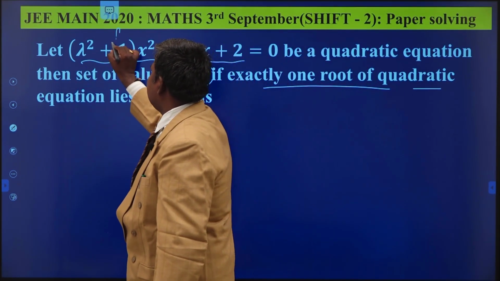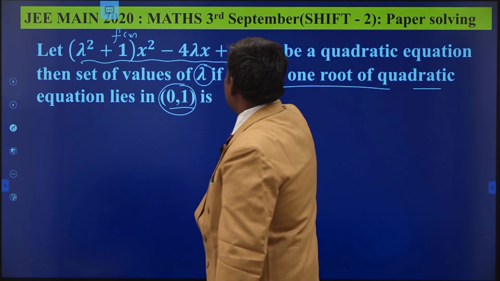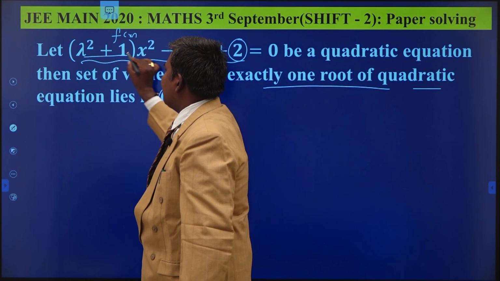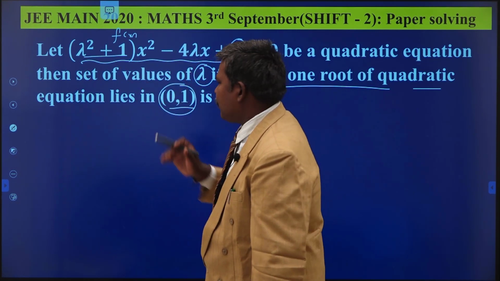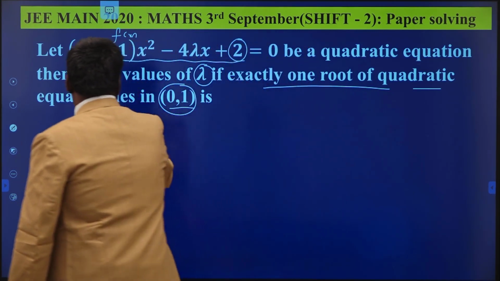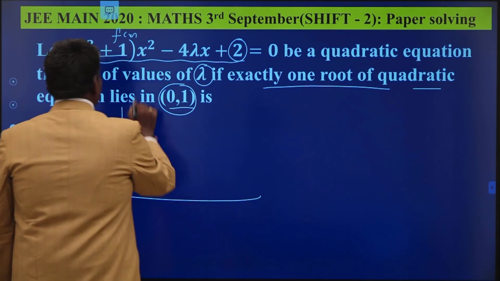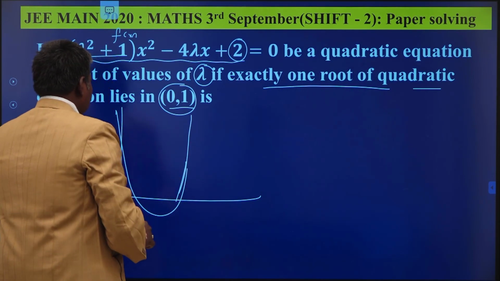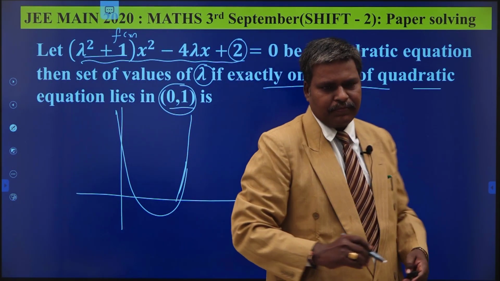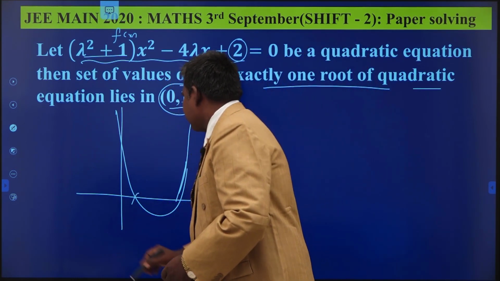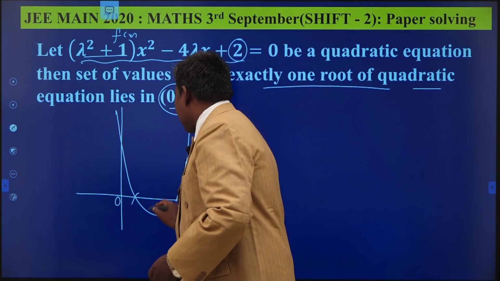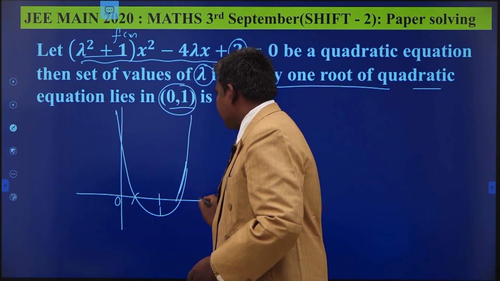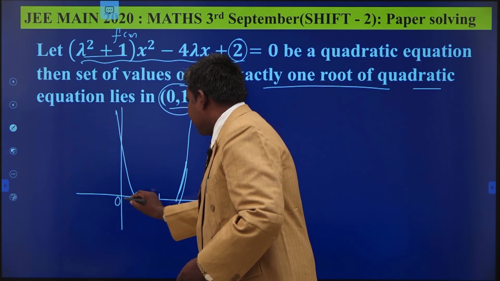Suppose your quadratic equation is f of x equal to 0. Say f of 0 is what? 2. That is positive. So what is the coefficient of x square? Lambda square plus 1. This is positive. Therefore it opens upwards. The diagram may be in this manner. f of 0 is 2. So this is the quadratic equation diagram. Suppose this is the root. Exactly one root lies between 0 and 1. Suppose this is my 1. See here, one root is outside. Exactly one root lies between 0 and 1 here.